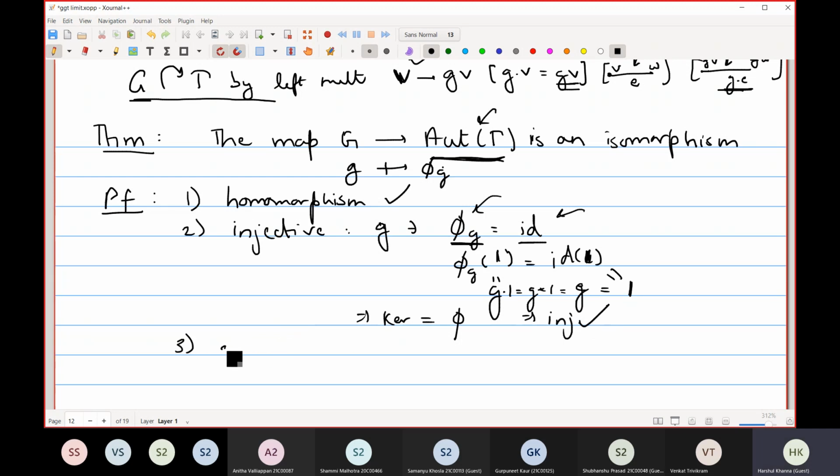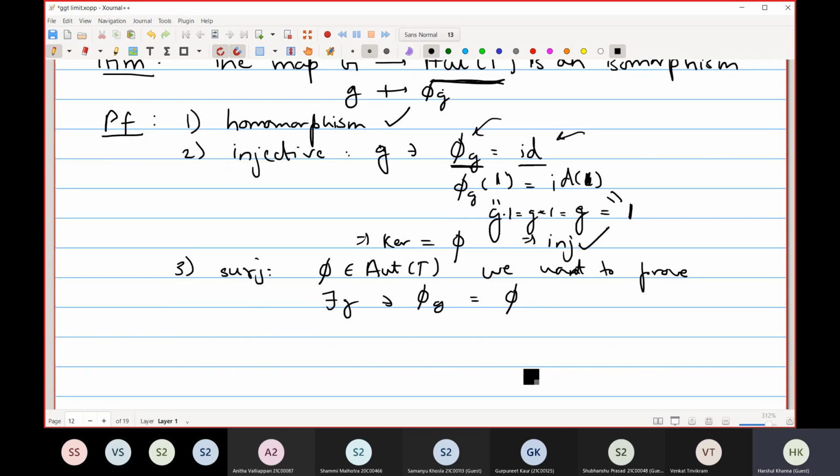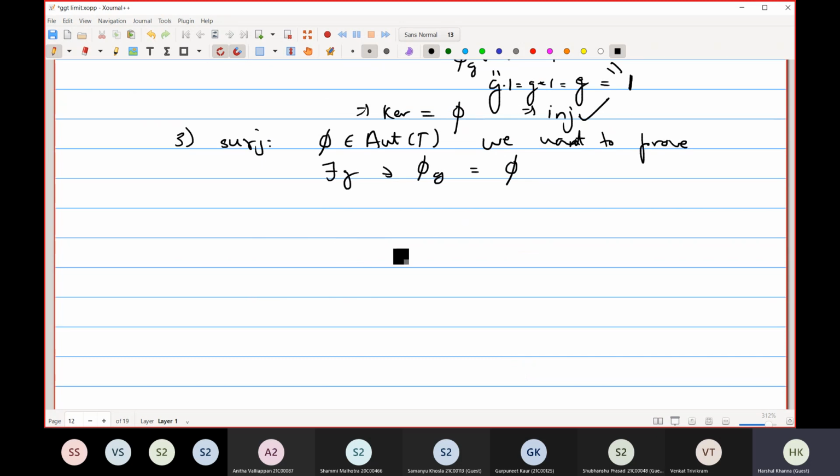Third, surjectivity. This is the more important part. We want to prove that every automorphism is of this form, right? So our setting is: suppose phi belongs to the automorphism group of the graph. We take a phi here in the range, and we want to prove there exists G such that the image of that G in this map is essentially phi. So phi G is equal to phi. We want to find a G such that phi G is equal to phi.